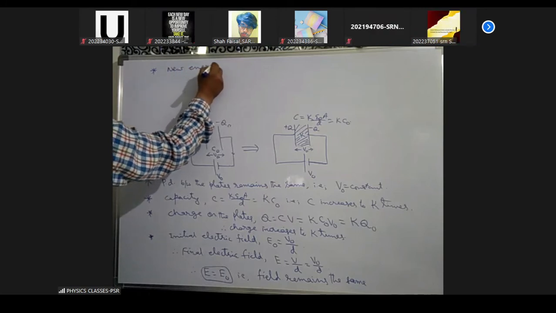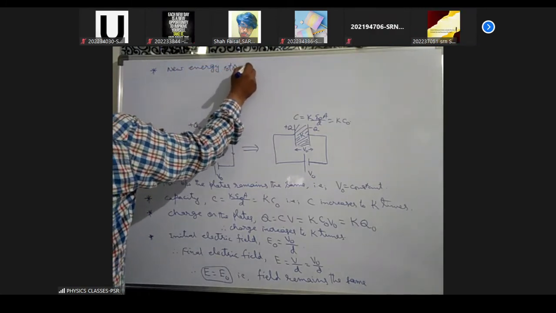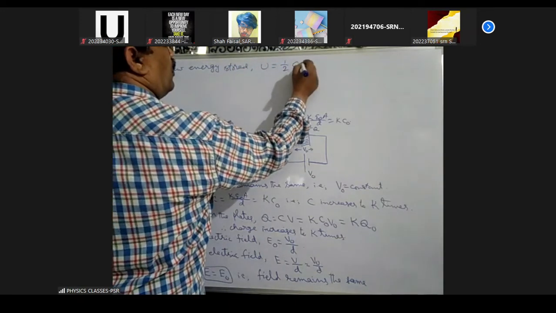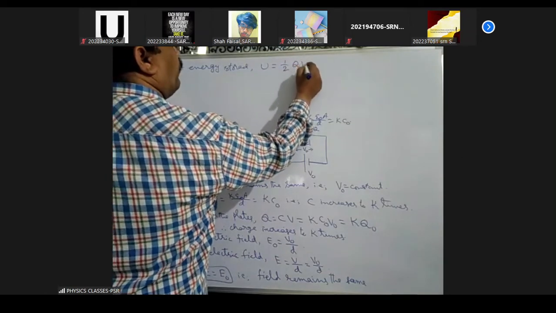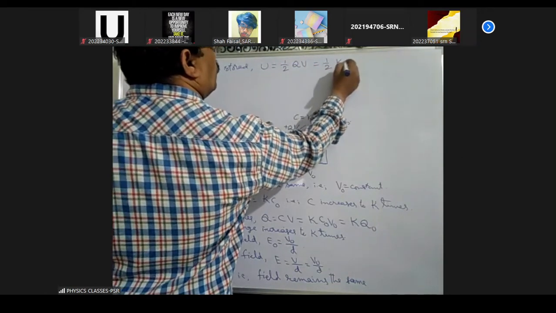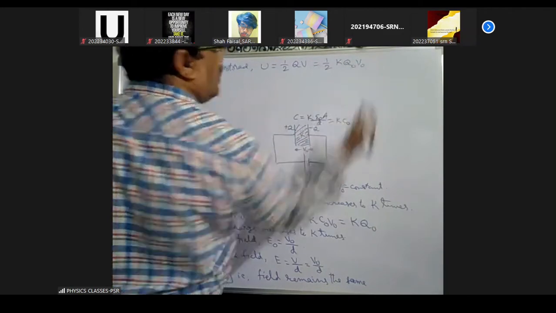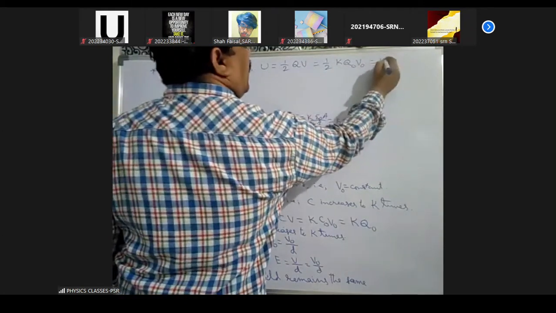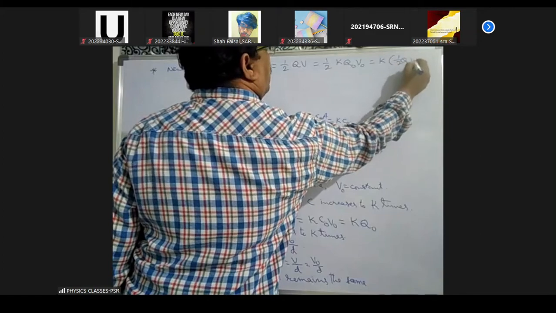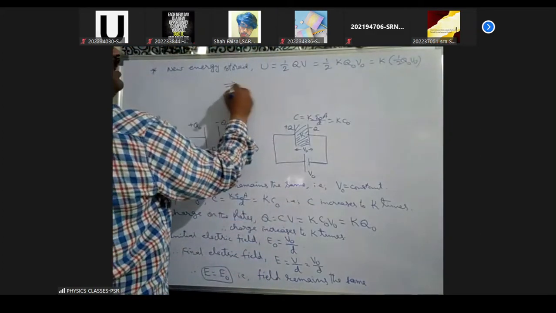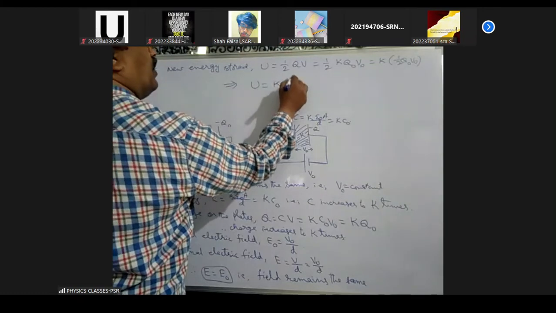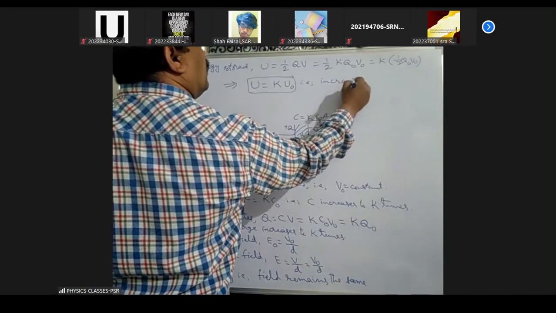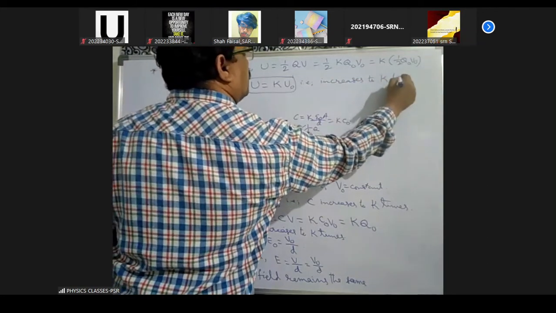Again, find out the next point, continuation: new energy stored. U is equal to half C V squared, which is half Q V. Half into K Q naught into V, and V is also V naught. This can be written as half Q naught V naught, which is the initial energy stored. This implies U is equal to K U naught. That is, it increases to K times.